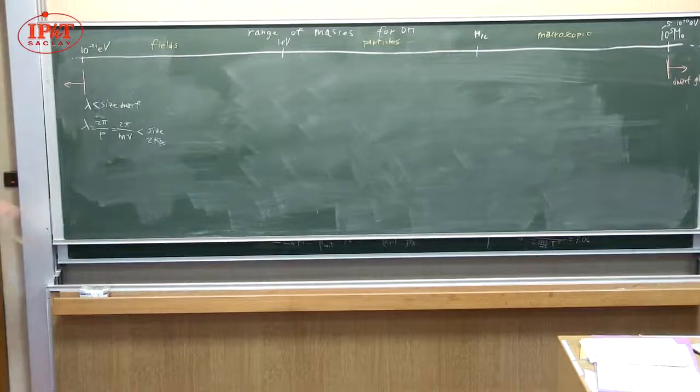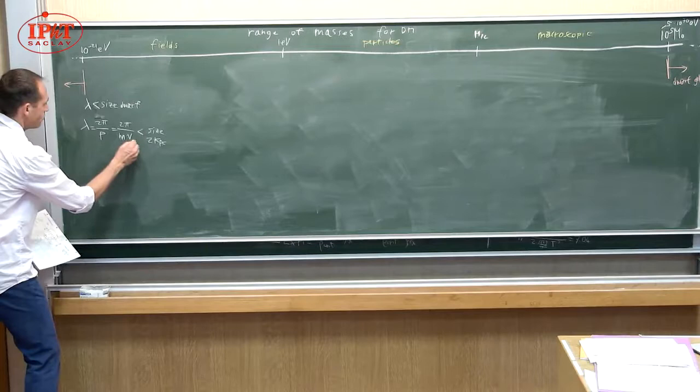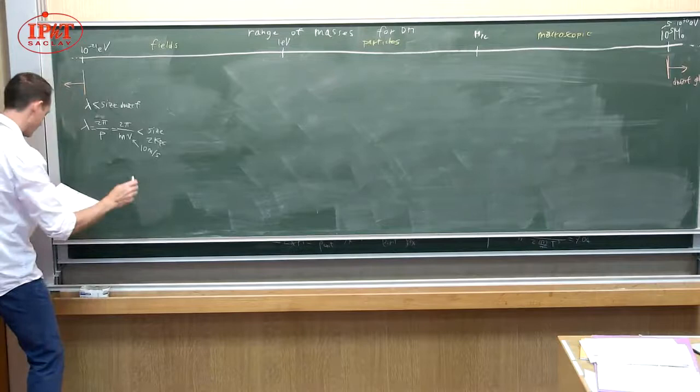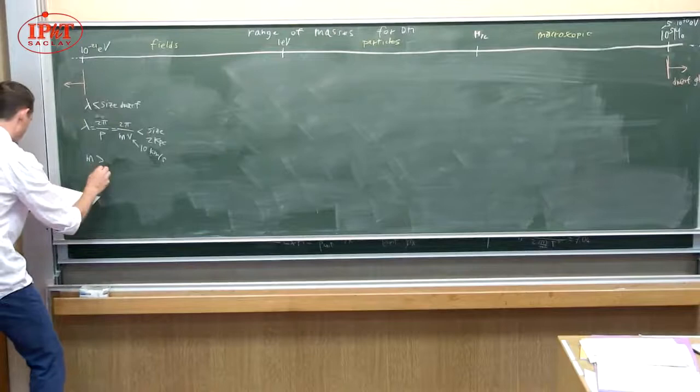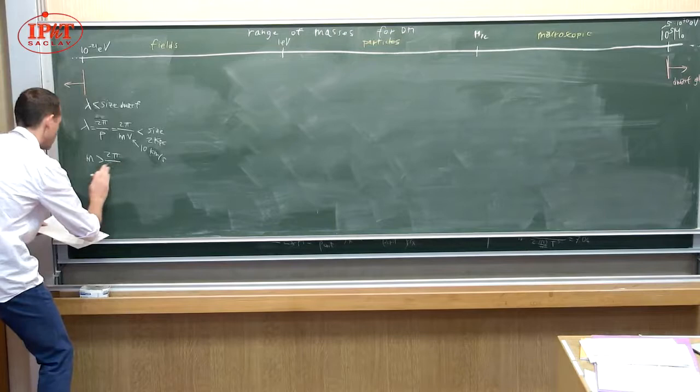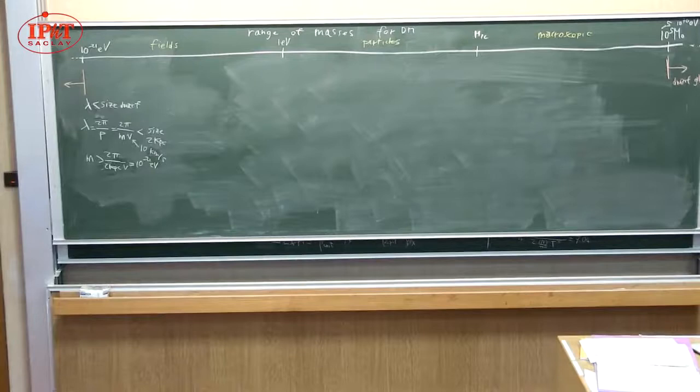The Milky Way is possibly 50 kiloparsecs, 20 kiloparsecs, sorry. A dwarf is of the order of a few kiloparsecs, say 2. Dark matter particles move with a velocity of the order of 10 kilometers per second in a typical dwarf. And so what you get is that the mass must be larger than 2 pi divided by 2 kiloparsecs times V, and this makes 10 to the minus 21 electron volt. Okay, otherwise I could not even identify a dark matter halo of a dwarf galaxy.